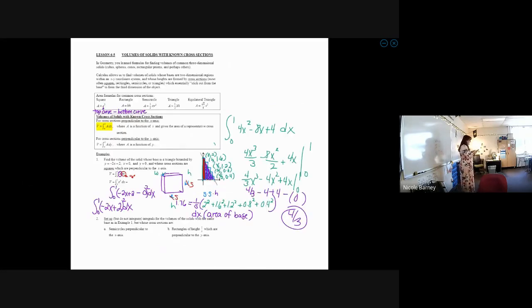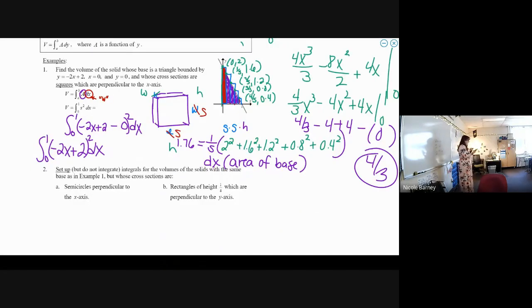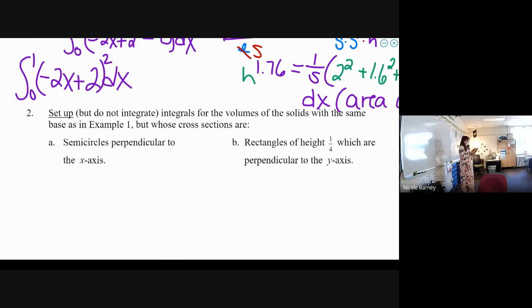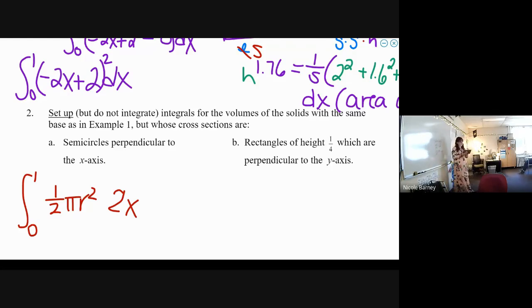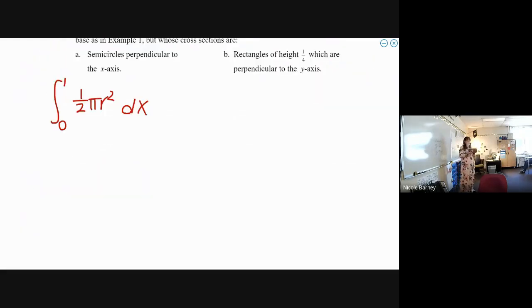All right, let's set this up. Instead of rectangles or squares, we're gonna do semicircles. We're going perpendicular to the x-axis, so we're still stacking shapes from 0 to 1, right? We start stacking them at 0 on the left, and we finish stacking them at 1 on the right. Now we need the area of the cross section. Well, it's a semicircle, and the area of a semicircle is 1/2 pi r squared. That should be dx. And now we have to figure out what is r. What is r for this one?